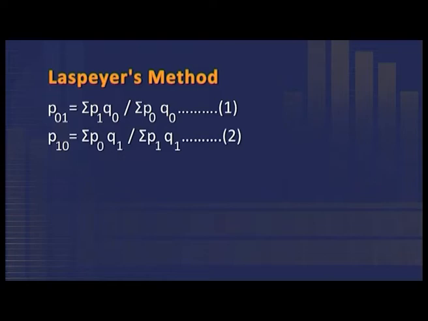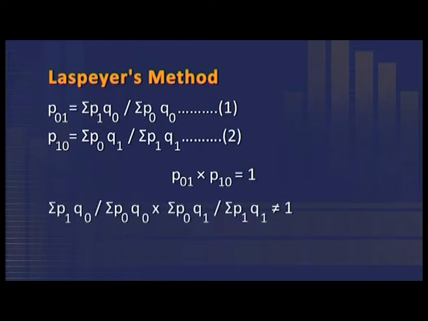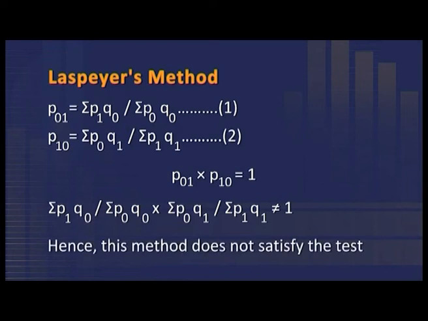When taking the product of equation 1 and 2, we should get P01 into P10 is equal to unity. Here, after substituting the equation, we see that P01 into P10 is not equal to unity, and hence this method does not satisfy the test of time reversal.